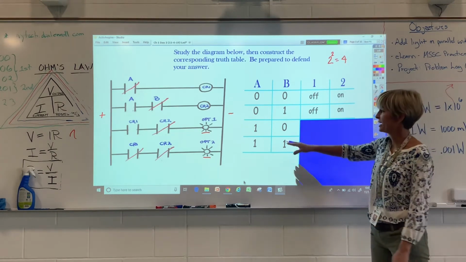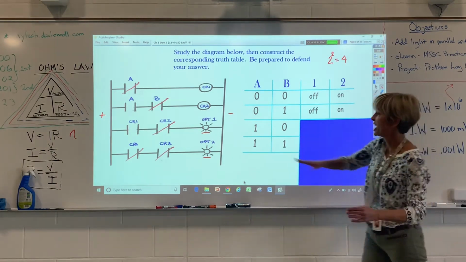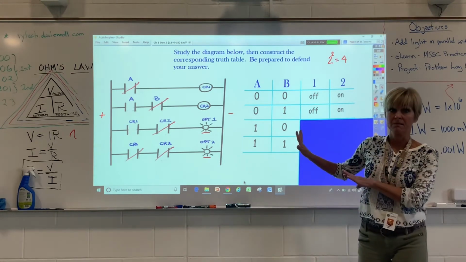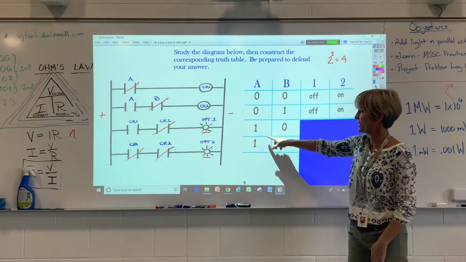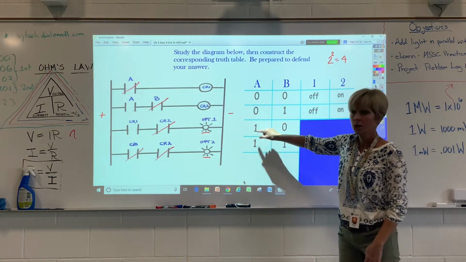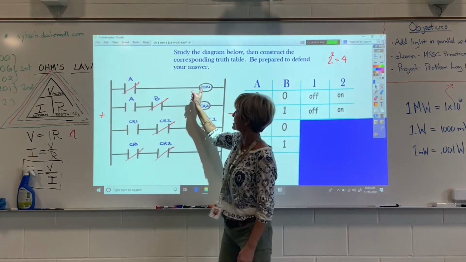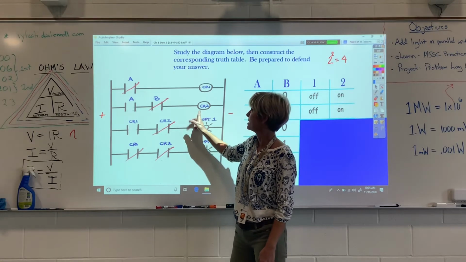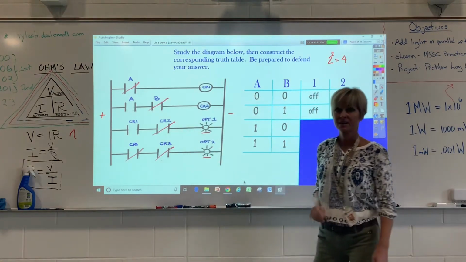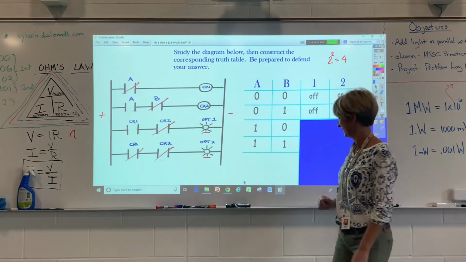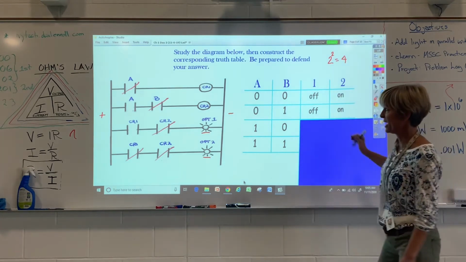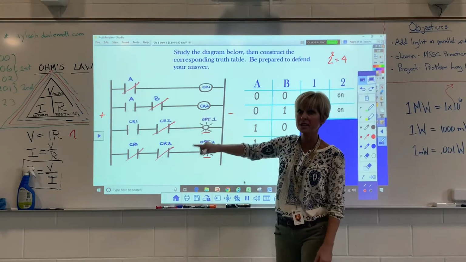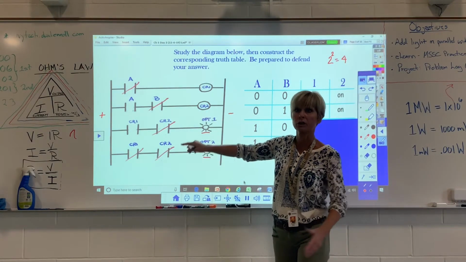So we're gonna change A, but we're not changing B. Okay? So let's think about that. If we change A, A affects CR1 and CR2, doesn't it? So it would change output 1, right? Okay, well, let's look at this. Yeah, it might change both of them. Let's see, I'm not sure.